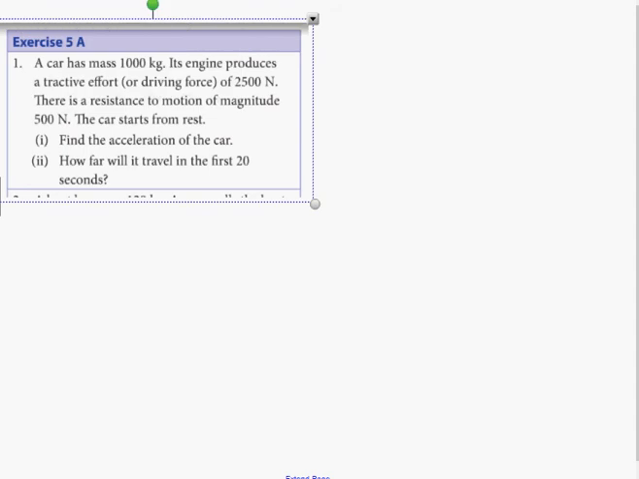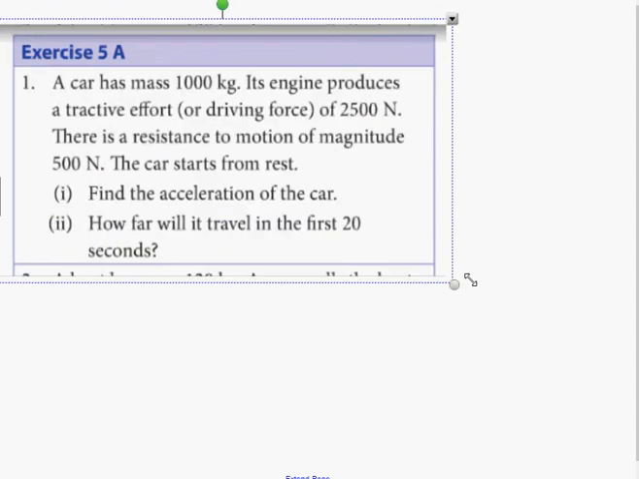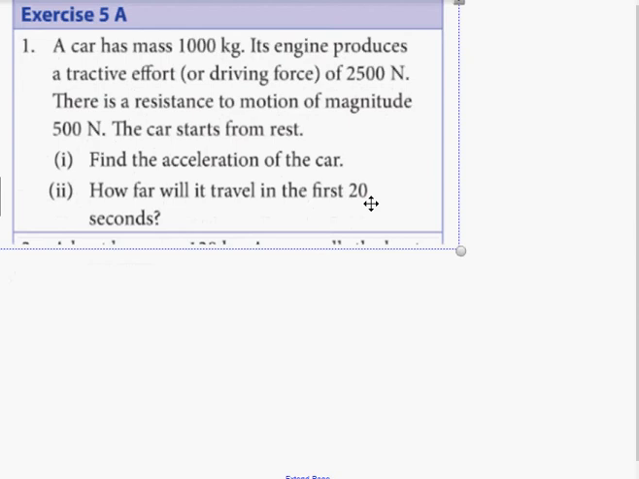A car has mass 1,000 kilograms. Its engine produces a traction effort or driving force of 2,500 newtons. There is resistance to motion of magnitude 500 newtons. The car starts from rest. Find the acceleration of the car.